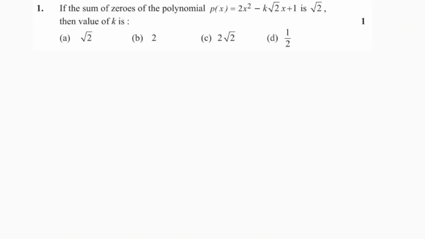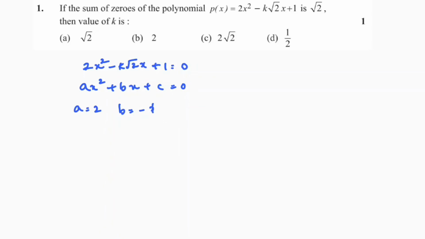If the sum of the zeros of the polynomial p of x equals 2x square minus k root 2x plus 1 equals 0. Here, if we compare with the standard one, ax square plus bx plus c, the value of a is 2, b is minus k root 2, c is 1.